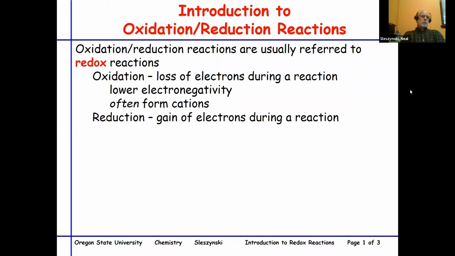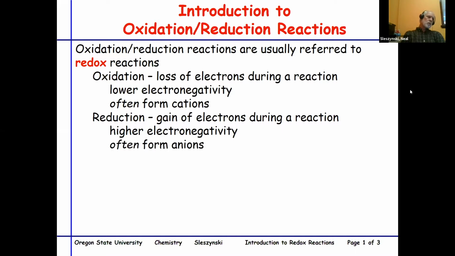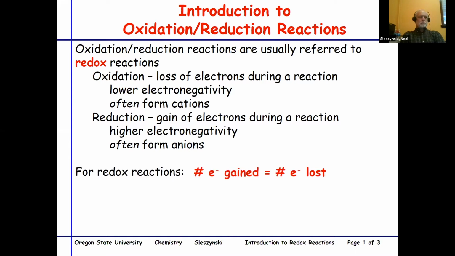Reduction, on the other hand, is the gain of electrons during a reaction, usually involving an element that has a higher electronegativity, and these elements often form anions as the result of this reduction reaction. For redox reactions, the number of electrons gained must equal the number of electrons lost during the reaction.